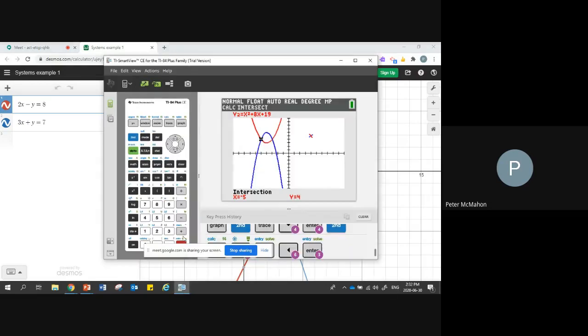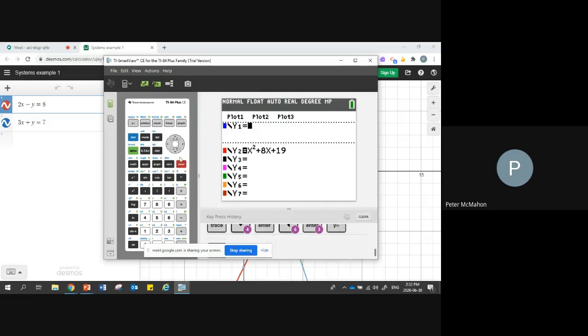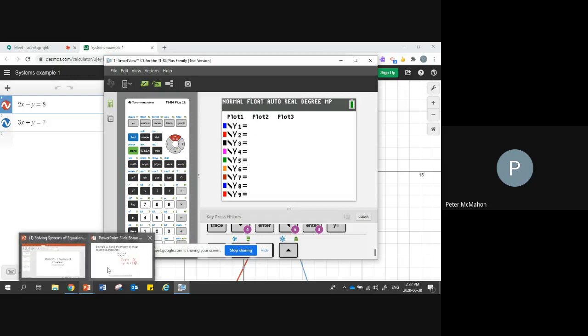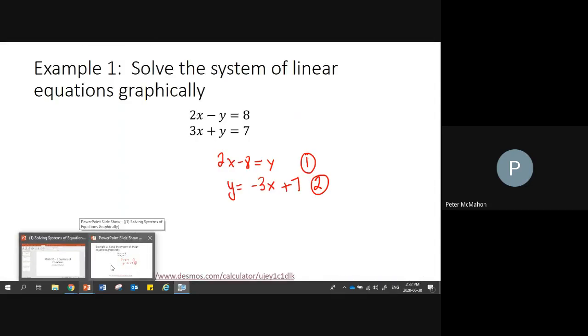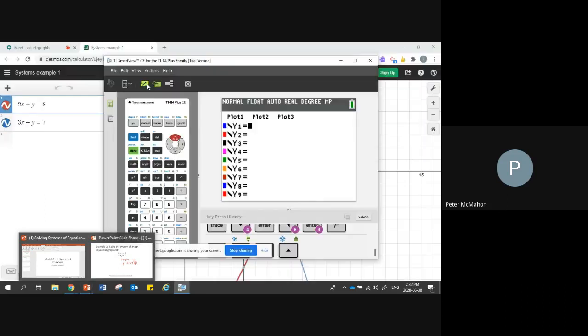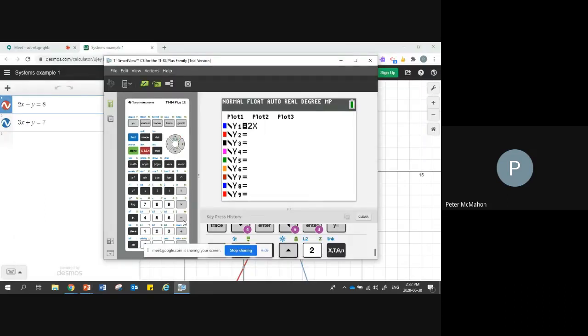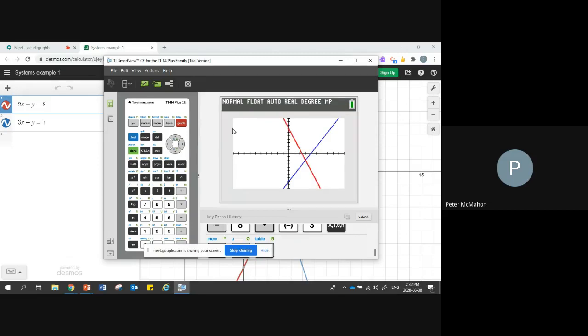Now, we can do this on our graphing calculators as well. So I'm just going to go to y equals and clear what I have here. And for this program to work, you need to have your equation solved for y. So that's why in this one, we solved for 2x minus 8 equals y and negative 3x plus 7 equals y. So doing that, we have 2x minus 8, that's equation number 1, and then we have negative 3x plus 7. So we have these two equations here and here. So when we press graph, we're seeing the exact same thing that we saw on the other calculator screen.